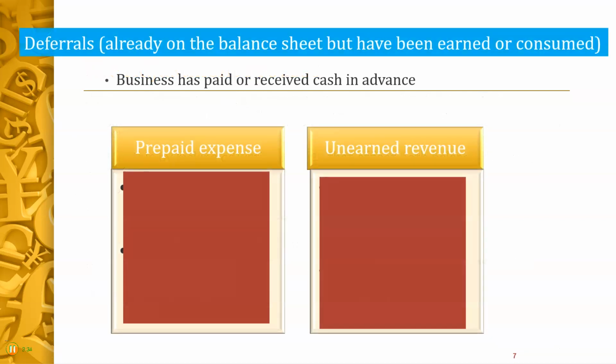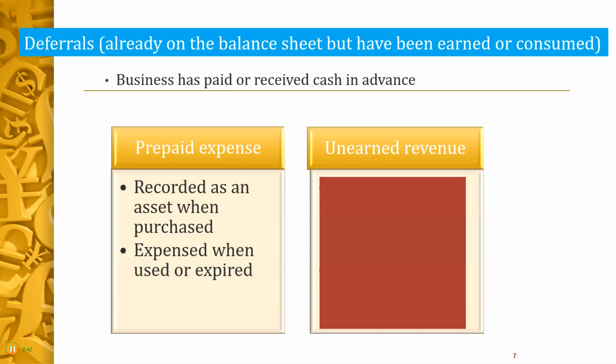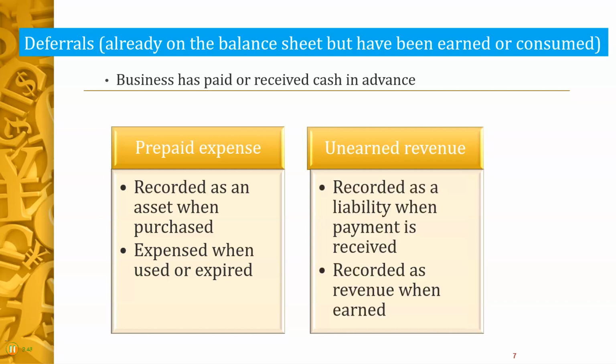So we're going to start with our deferrals. We have 2 types. We have prepaid expense. We record it as an asset when purchased, and we're going to expense it when it's used or expired. We have unearned revenue. We receive it in advance, we treat it as a liability, and then as we earn it, it turns into revenue.